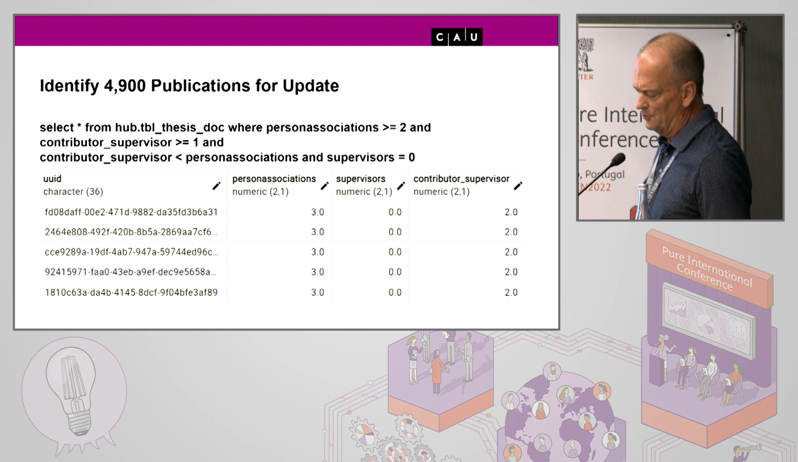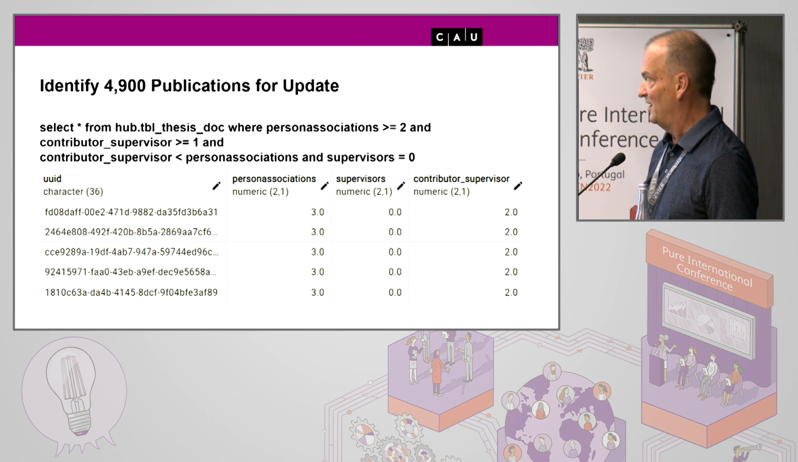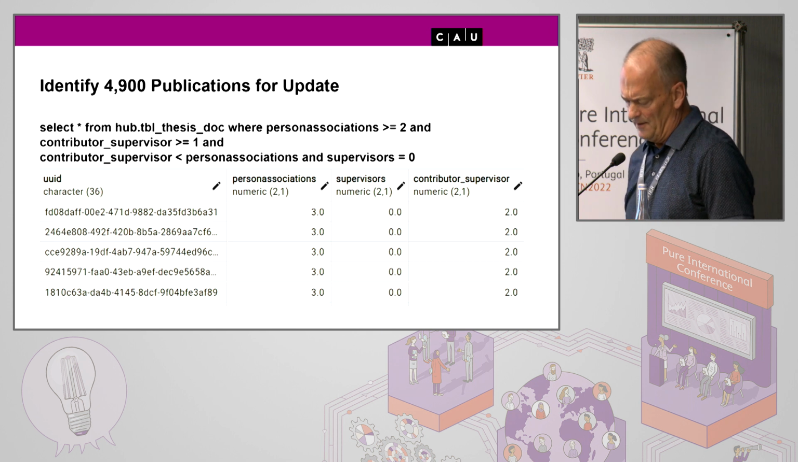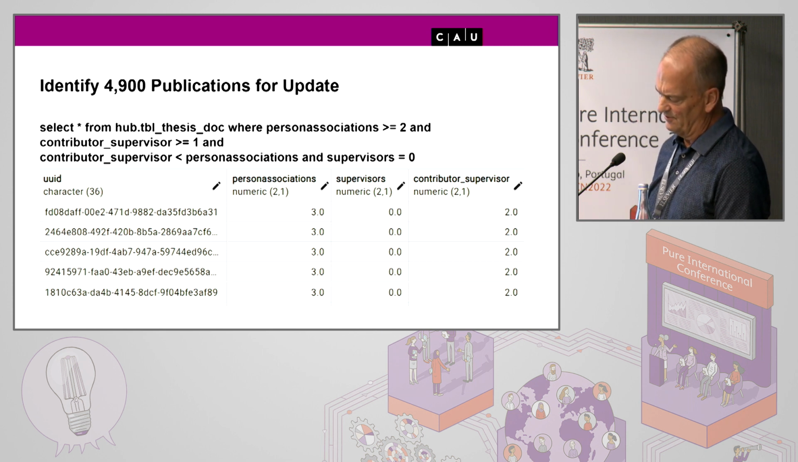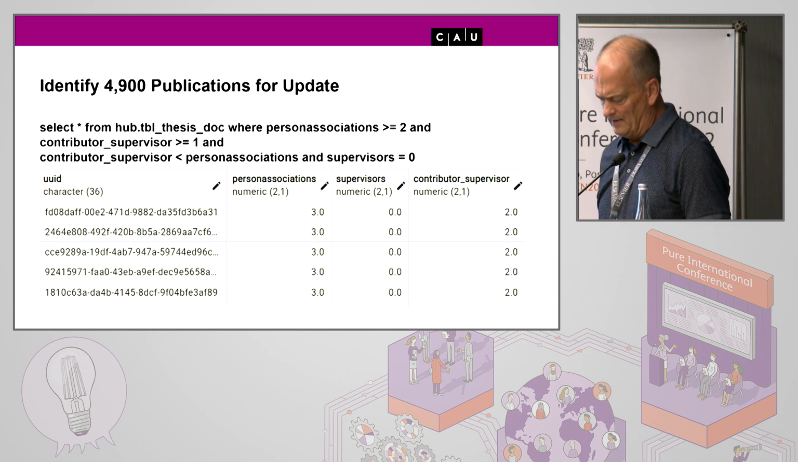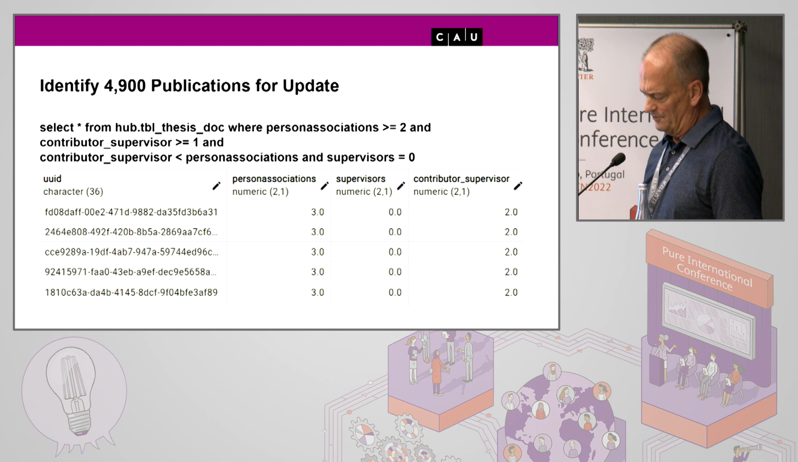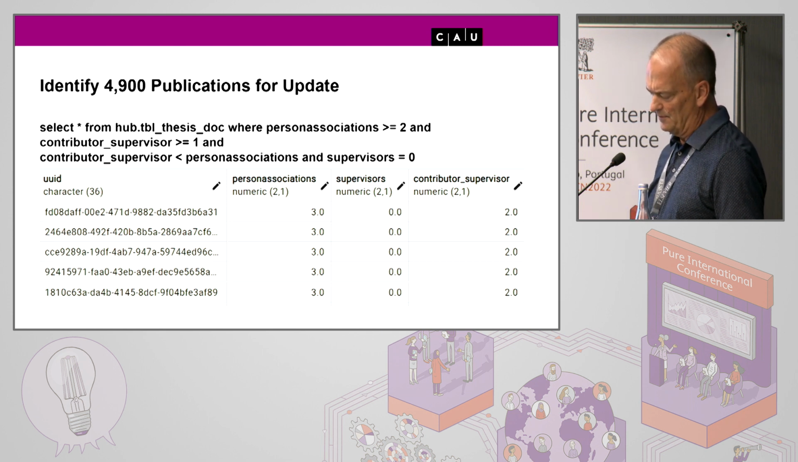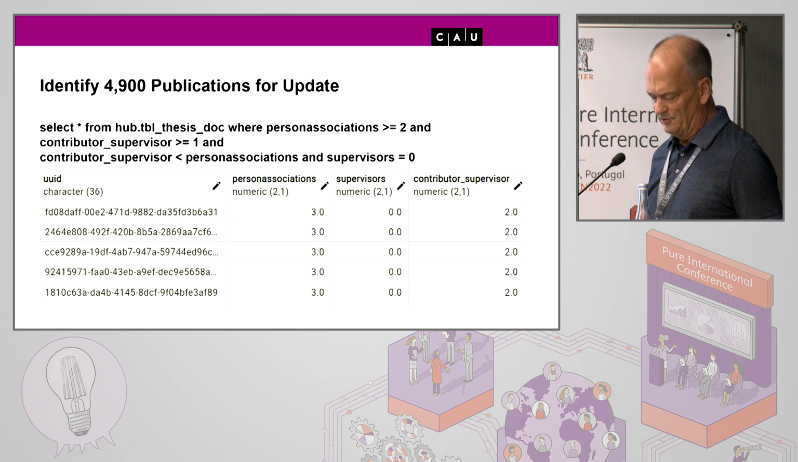With the desired data in the SQL table, we now begin analyzing things. The select command at the top of the screen identifies 4,900 publications in our system that require correction. The publications listed here contain 3 contributing persons, no supervisors, and 2 of the contributing persons have the role supervisor. The next step in this process is to correct the data in these 4,900 publications by moving the 2 supervisors from the contributor section over to the supervisor section of the publication. We perform this operation using the Pure Write API.